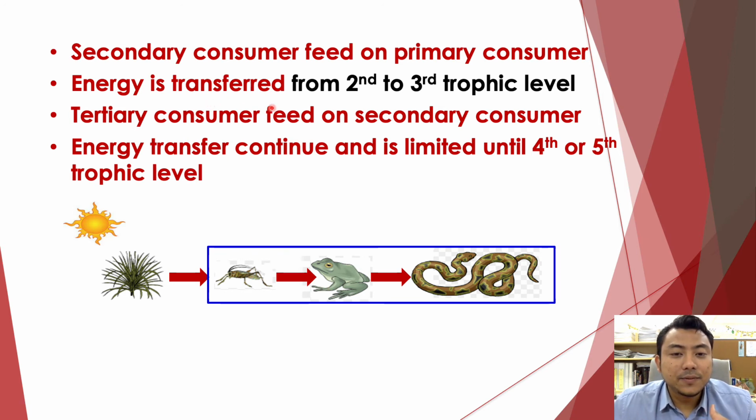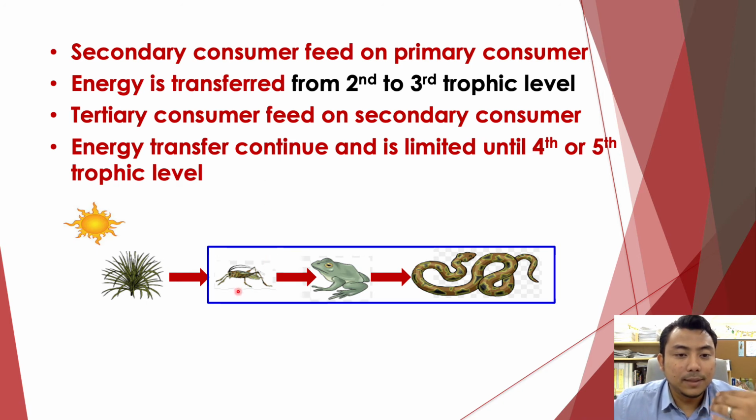Energy is transferred from second to third trophic level. So this is first trophic level, secondary trophic level, second trophic level, third trophic level, fourth trophic level. So tertiary consumer feed on secondary consumer.